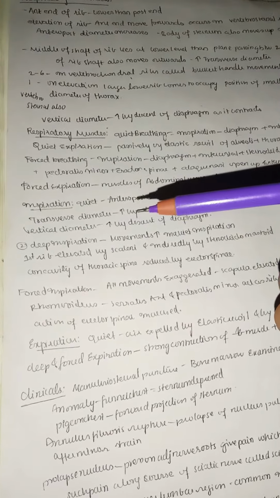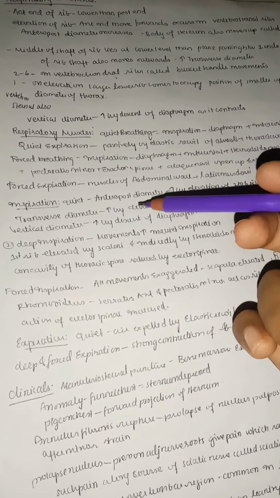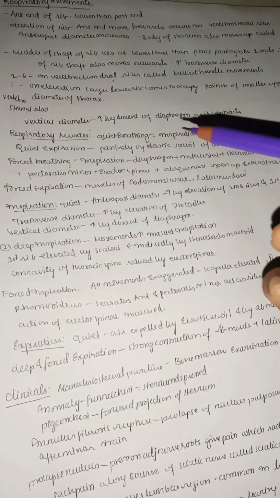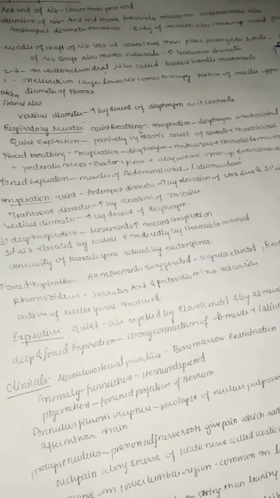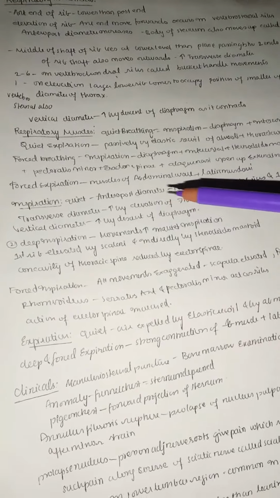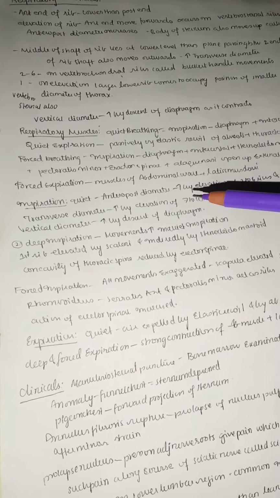Now let us see inspiration. If inspiration is quiet, like normal quiet, we need the anterior posterior diameter increasing. If the anterior posterior diameter increases, it is like a pump handle movement, meaning the sternum is elevated, so there is elevation of the 2nd to 6th ribs and the first rib is fixed. And the transverse diameter is increased by elevation of the 7th to 10th ribs, and the vertical diameter is increased by descent of the diaphragm.